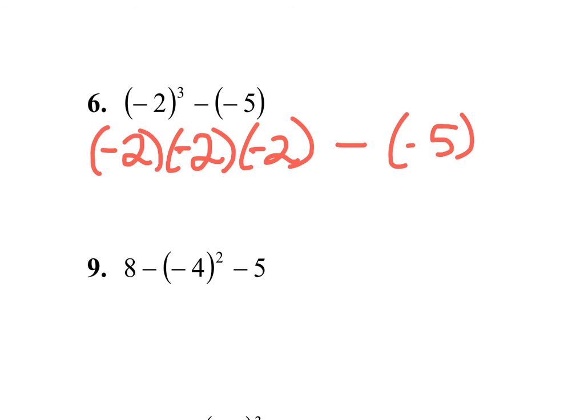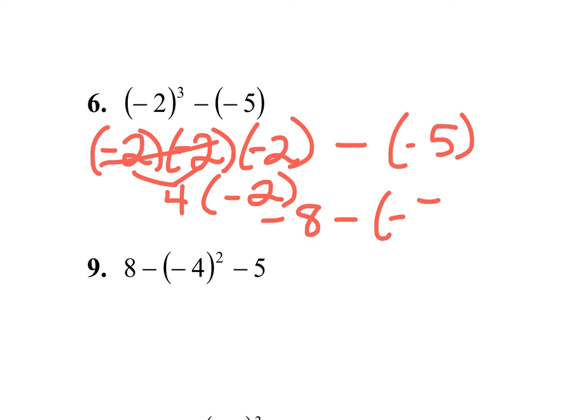So PEMDAS would tell me to take care of the multiplication. This would give me a positive 4, the negative times the negative. But now I've got to bring down this negative 2, and I have a positive times a negative. 4 times negative 2 gives me negative 8. And now I'm going to subtract the negative 5. When we have double negatives side by side, they basically become a positive, or a set of two positives. So we have negative 8 plus 5, and that equals negative 3.